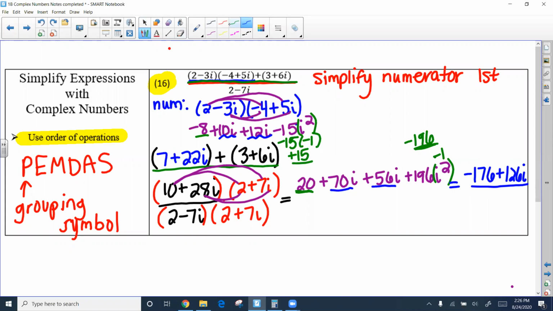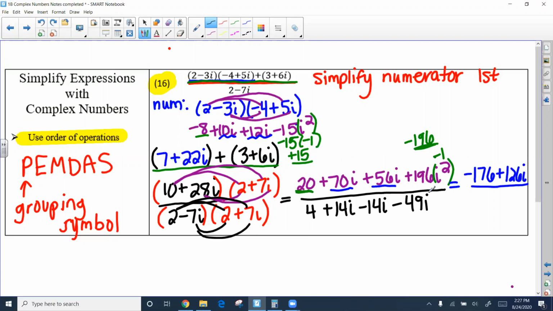Now let's do the denominator. Okay. So in the denominator here, I was multiplying 2 minus 7i times 2 plus 7i. So I'm going to distribute. That will give me 4 plus 14i. I also have to distribute the -7i. So that's going to give me minus 14i and minus 49i squared. So we have 4 plus 14i minus 14i minus 49i squared.